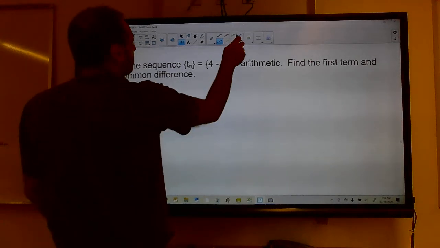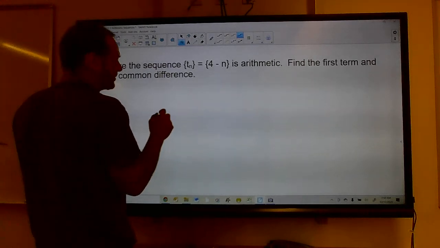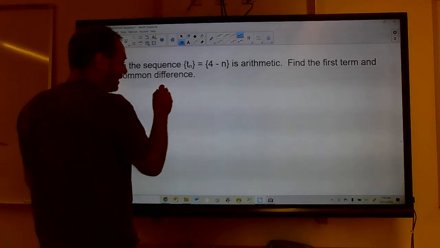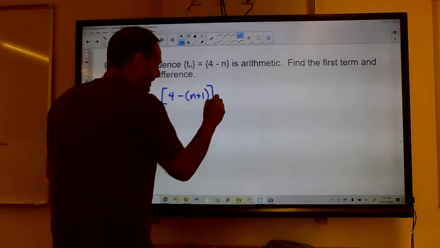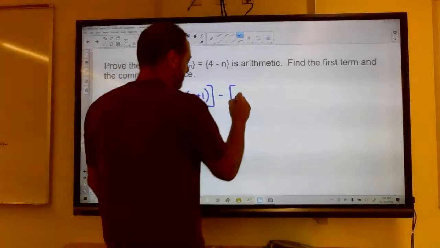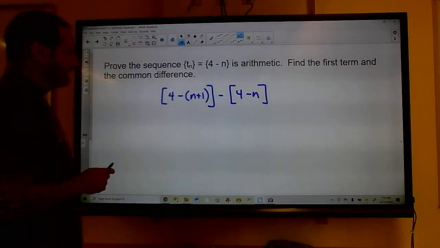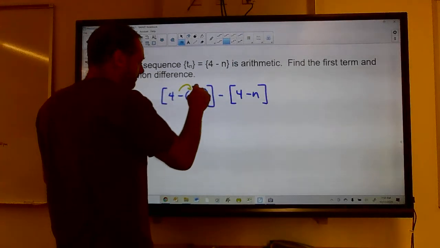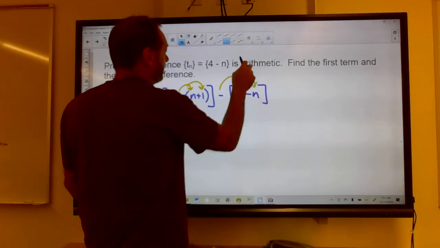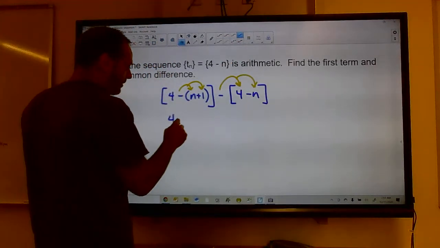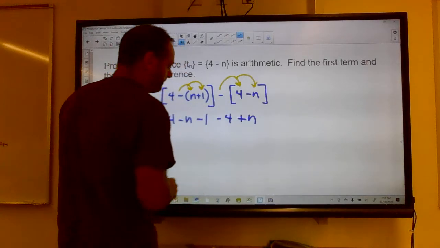Okay, so let's prove this. So I'm going to take the n plus first term, which is going to be 4 minus n plus 1, and I'm going to subtract the nth term, which is just 4 minus n. Okay, so in order to do that, I've got a minus sign I need to distribute here, and a minus sign that I need to distribute in here. So this is going to be 4 minus n minus 1 minus 4 plus n.